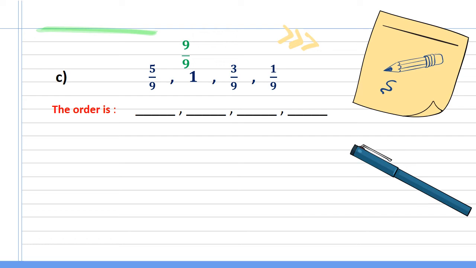So, I want to arrange them in ascending order from the smallest to the biggest. I look at the smallest numerator as usual. So, 1 over 9. Then, who is the smallest one? 3 over 9. Then, 5 over 9 and 9 over 9, which is 1. I made it like this because the denominator is the same. Okay?